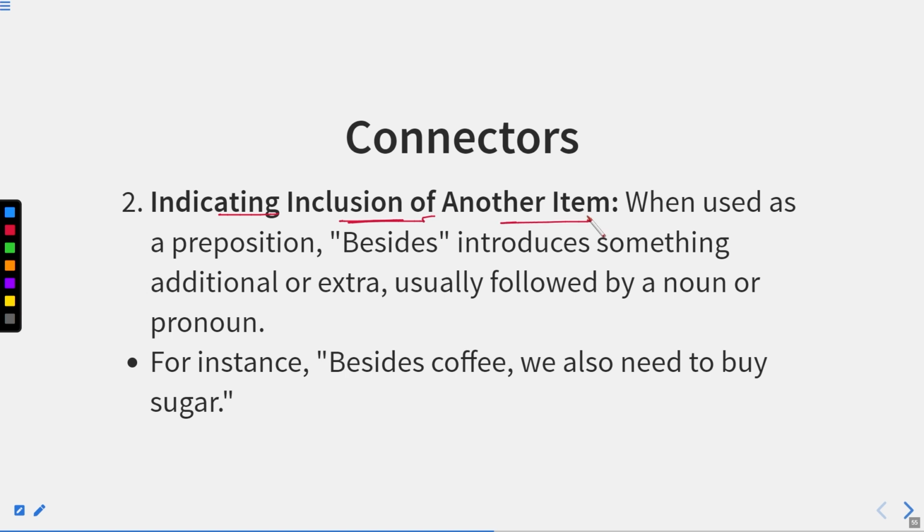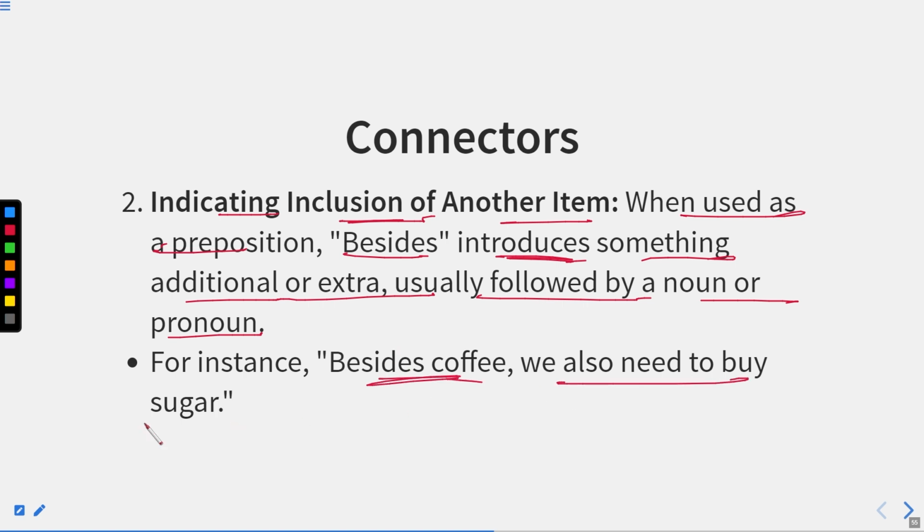Indicating inclusion of another item, when used as a preposition, besides introduces something additional or extra, usually followed by a noun or a pronoun. Now besides can be used as a preposition or as an adverb. If it is used as an adverb, it is used to make the verb stronger by adding some extra information which is according to the same concept that has been mentioned in the earlier point. Whereas in case of preposition, it behaves like something which is adding other items with them.